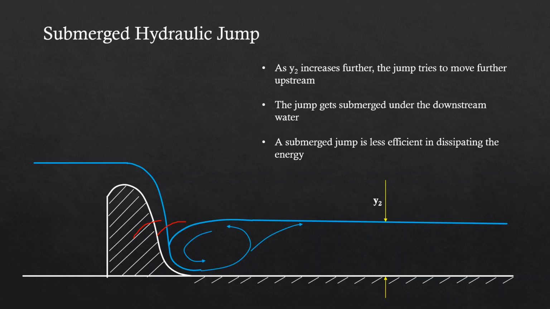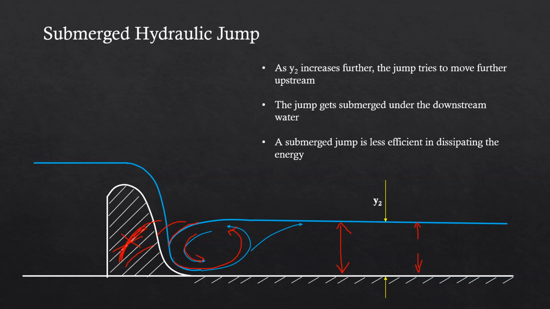So if we increase the downstream depth y2 too much, then the jump would want to form here, but it cannot form here because there is a spillway, there is no water here. In that case, the jump will be submerged under the large depth of this downstream water, this tailwater, and therefore some kind of rolling flow occurs actually.